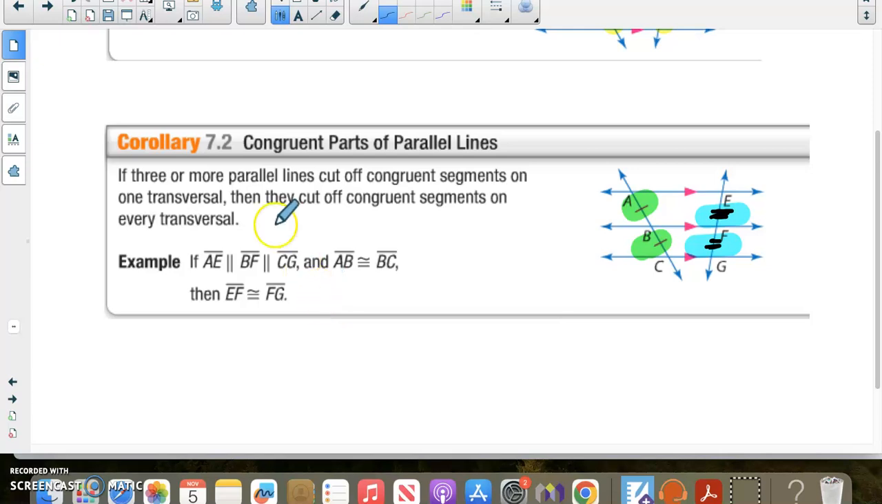And then the second part is if three or more parallel lines cut off congruent segments. So if they're congruent, then we have congruent segments AB. If those are congruent, then we can assume, or we know that EF and FG are congruent as well. So again, pause the video as needed to write this down, and then we'll put this into practice.